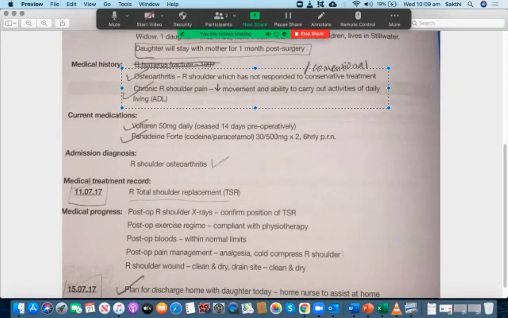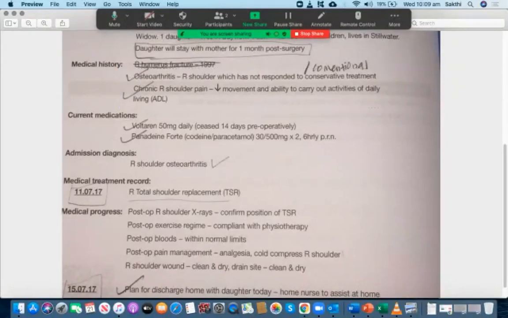I wrote only this is the medical background. Right, you have right shoulder arthritis only. I'm sorry, I'm not getting you. No, it's right shoulder osteoarthritis only. But did you mention that she has had this in the past? Yes, she has a history of right shoulder. Oh, okay, that's all right. No worries.